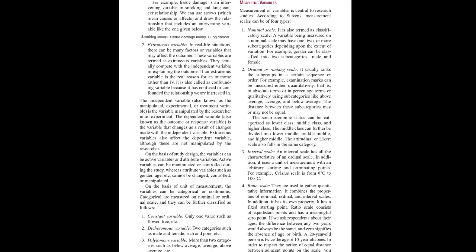If we ask respondents about their ages, the difference between any 2 years would always be the same. And 0 signifies the absence of age or birth. A 20-year-old person is twice the age of a 10-year-old one.